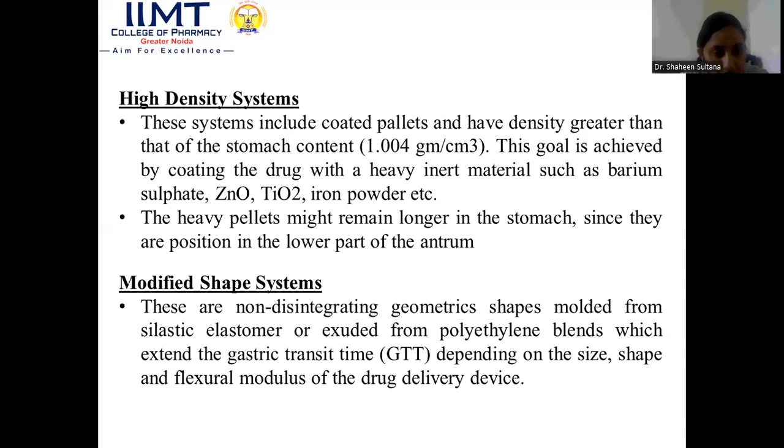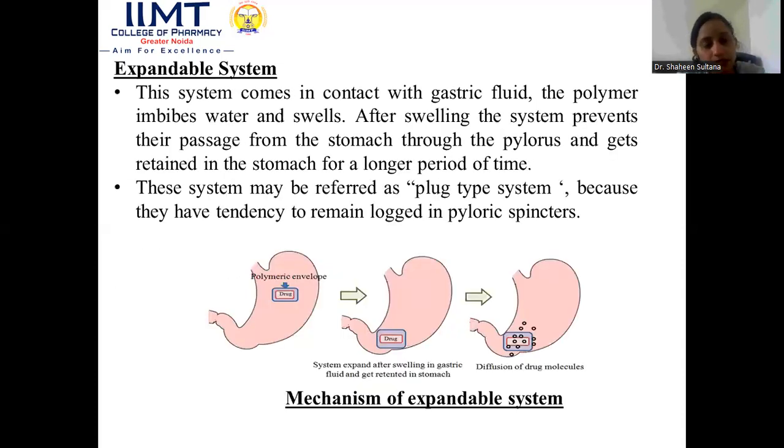Modified shape systems. These are non-disintegrating geometric shapes or different shapes prepared from elastomer or rubber, or extruded from polyethylene blends, which extend the gastric transit time depending upon the size, shape and flexural modulus of the drug delivery device. Now, expandable system. When this system comes in contact with the gastric fluid, it takes up water and swells. After swelling, the system is prevented from passing through.